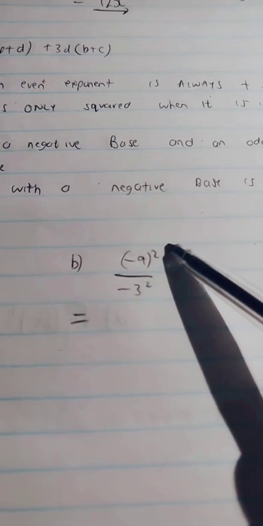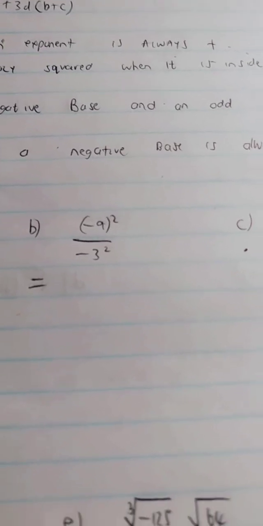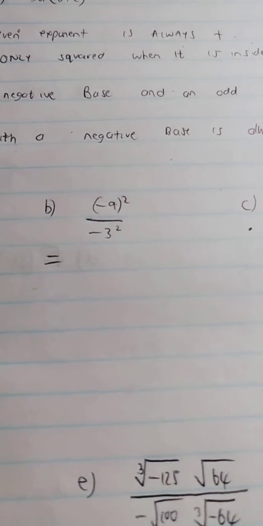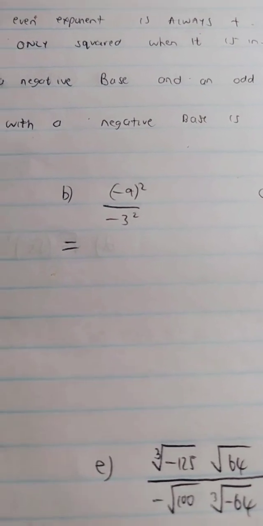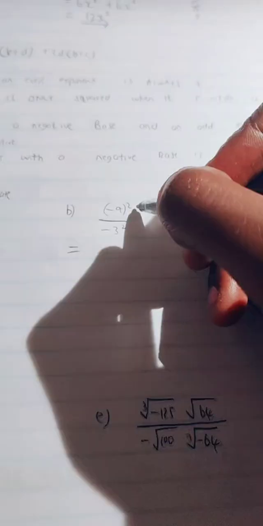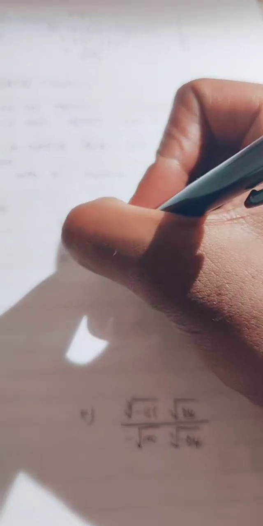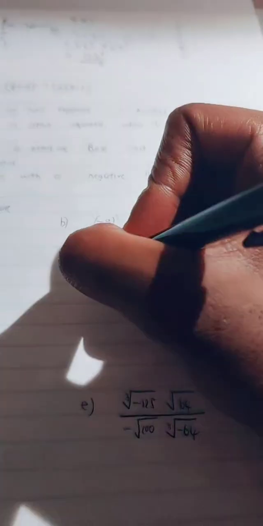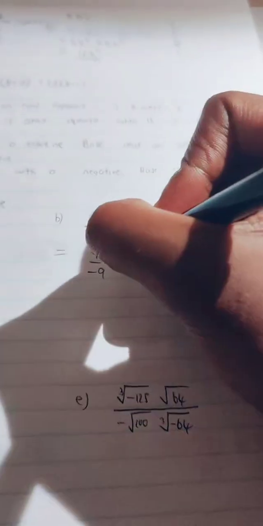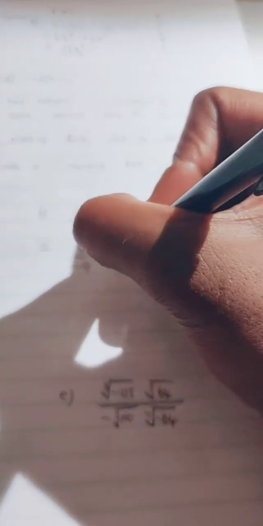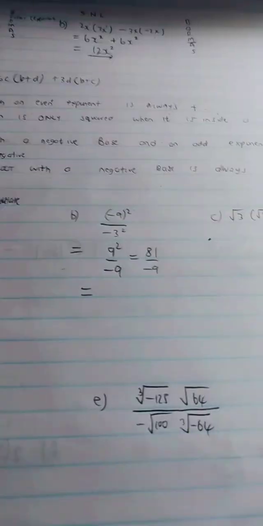Even exponent to a negative sign. In the bracket, if you apply the even exponent to the negative sign, it becomes positive. And then what's the answer there at the top? Very good. Apply the even exponent to the negative sign, it becomes positive. 9 squared over negative 9. 81 over negative 9. What's 81 divided by negative 9? It's positive 9.